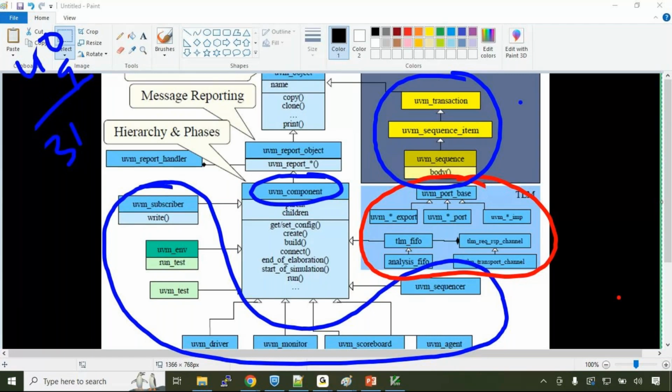What are the classes? UVM_transaction, UVM_sequence_item, UVM_sequence. These are the base classes which are used for creating the scenarios. The fourth category is the components which are used for reporting purpose, messaging purpose. Messaging means what? $display, $monitor we used to do in SystemVerilog. Instead of that, we follow a different approach in UVM. These are the base classes used for that.